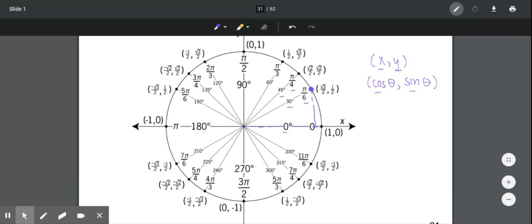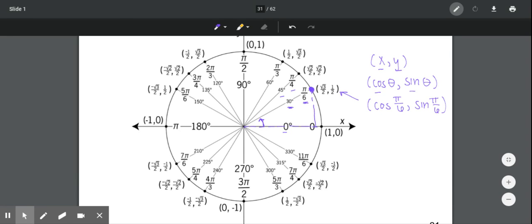So if we look at this first point right here, our theta, our angle measure, is either 30 degrees or pi over 6, depending on if we're talking radians or degrees. So let's talk about radians in this case. So we'll say the cosine of pi over 6 and the sine of pi over 6. Right? So we're looking for the point on the circle when our angle measure is pi over 6.